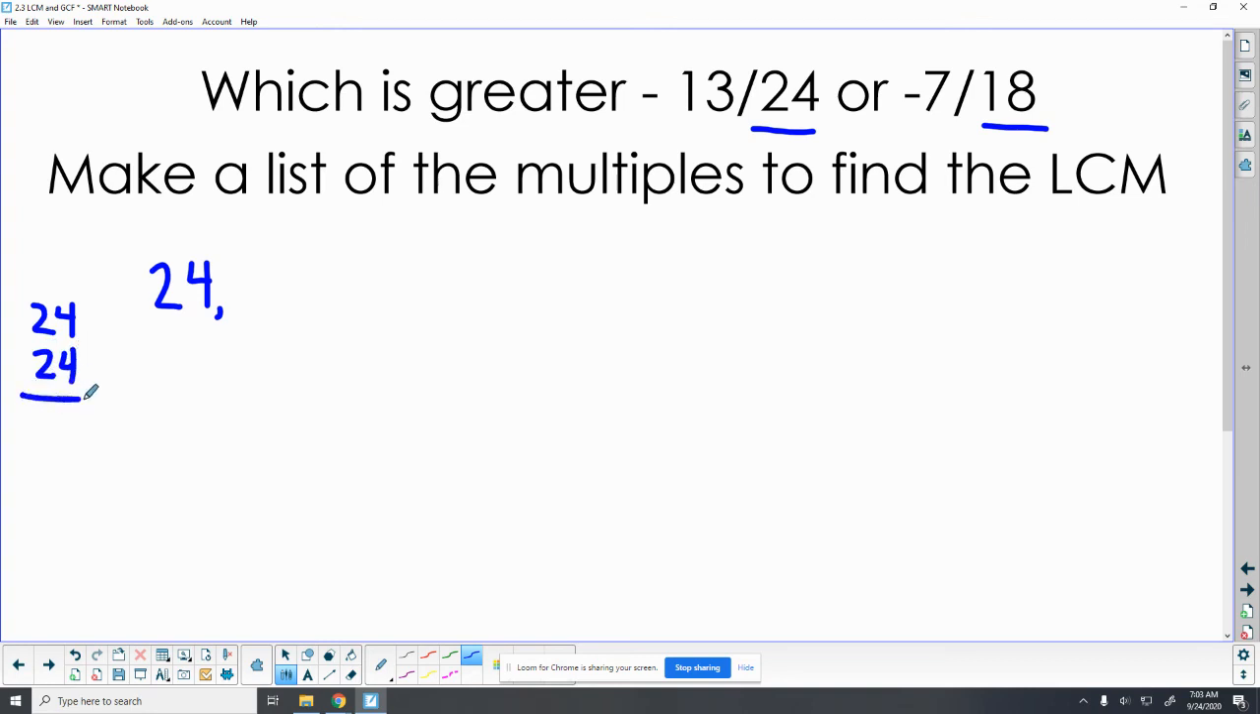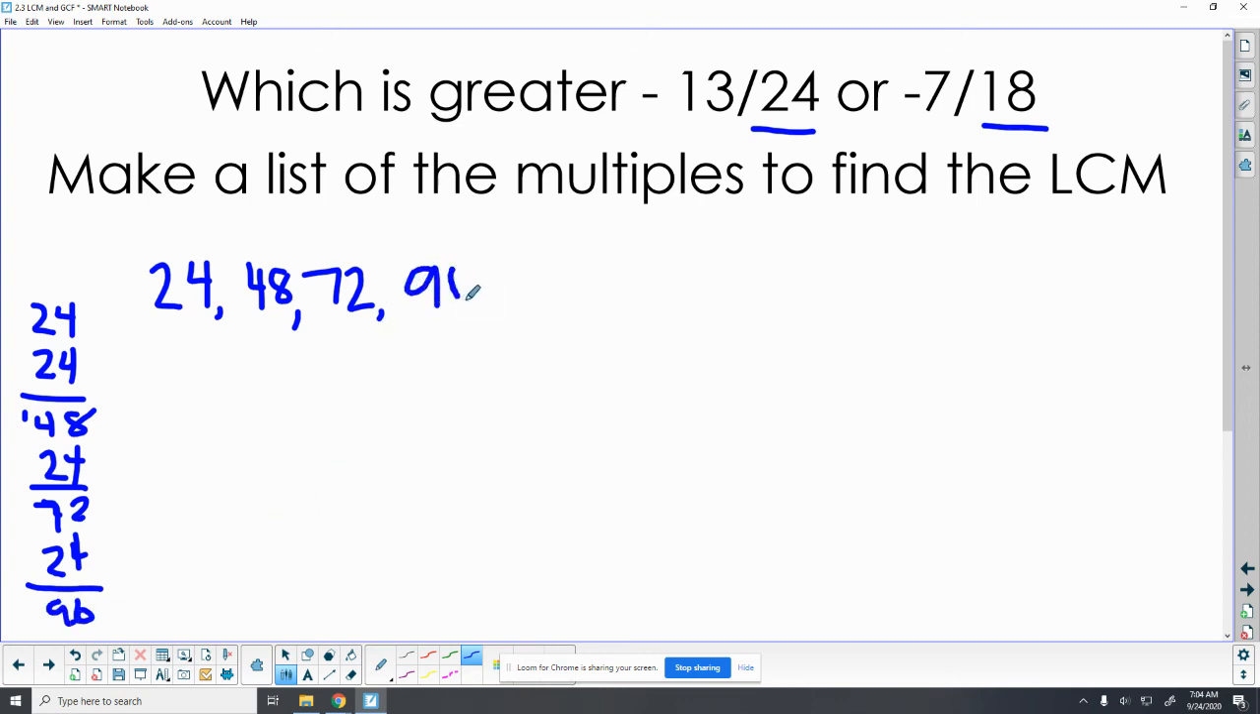So 24 plus 24 is 48. So my next multiple is 48. Then I'm going to add on 24 more. 8 plus 4 is 12. There's 5, 6, 7 is 72. Let's go one more to make sure we have enough. There we go. 24 more makes that 96.